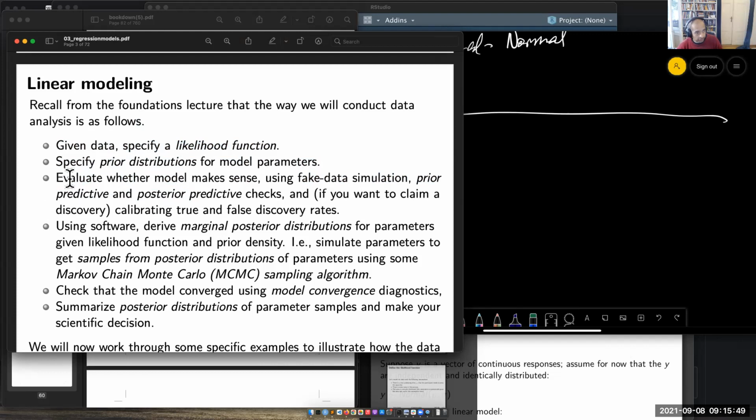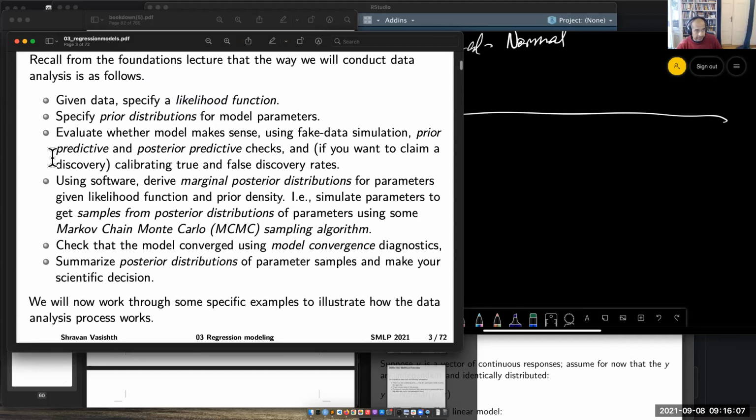Anyway, so now what we will do is, before we even fit the data, we will use fake data simulation to understand whether the model makes sense. And we will also use something called prior predictive checks and posterior predictive checks on the fake data to check whether our model is sensible or not. All this stuff will be discussed at some point, but I'll give you some hint to what's happening today.